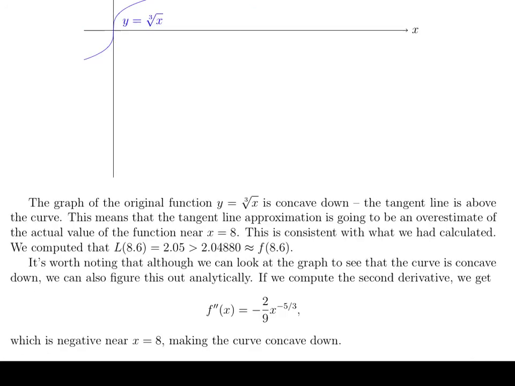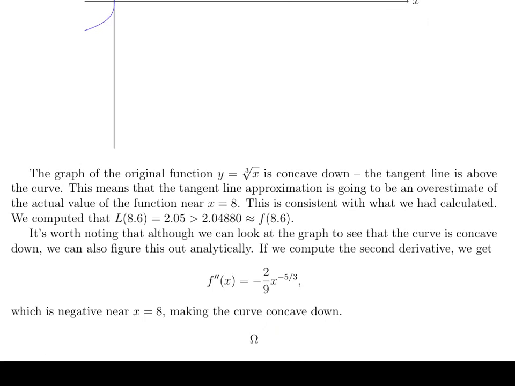Well, this second derivative is negative when you're near x equals 8. That's because of the negative value out in front. And that's what makes the curve concave down. So even if you weren't able to get a picture of the original function, you could use this information, the second derivative, to tell you that the curve is concave down, which thus means any approximation based on the linear approximation will be an overestimate. Okay, that's all for now.